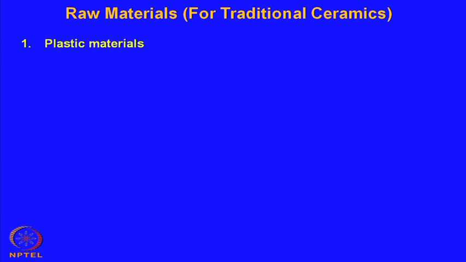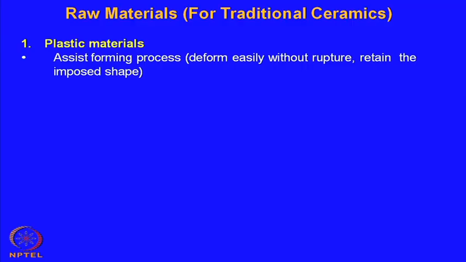Raw materials, particularly for the traditional ceramics, are normally naturally occurring raw materials. They are available in nature in different forms of minerals. You purify them to some extent and directly use them for processing of different products. So, what are those products? There are 3 components of natural or traditional ceramics. One is called the plastic materials.